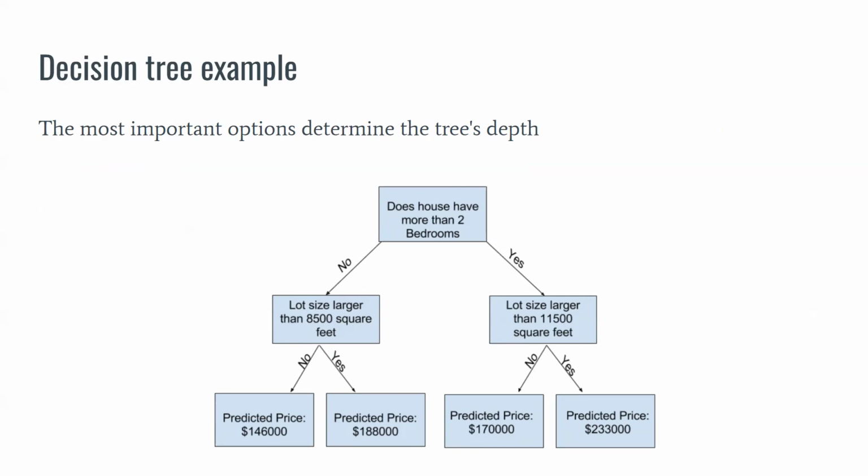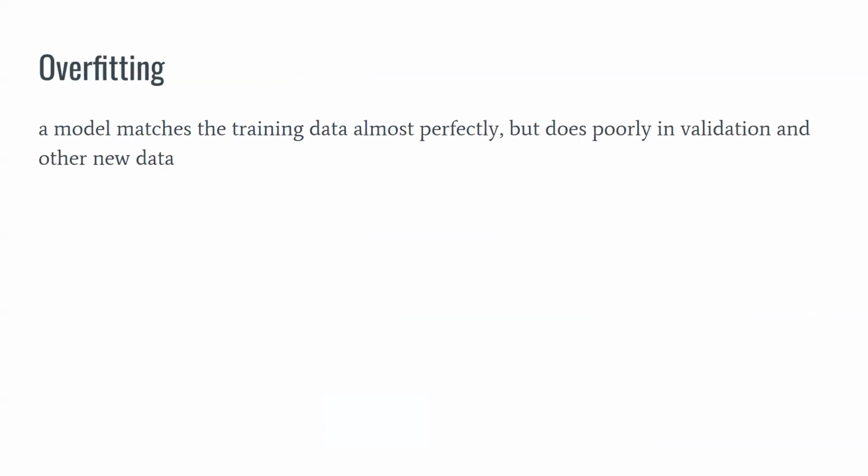If a tree only had one split, it divides the data into two groups. If each group is split again, we would get 4 groups of houses. Splitting each of those again would create 8 groups and so on. So now we need to talk about overfitting.